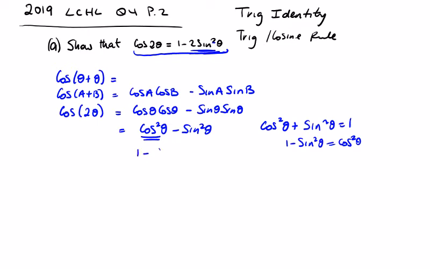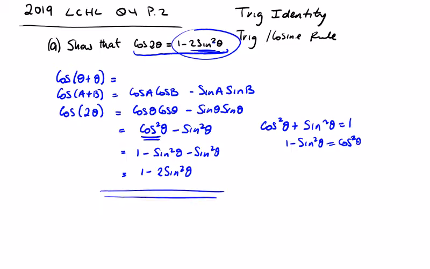So 1 minus sine squared theta minus sine squared theta is equal to 1 minus 2 sine squared theta, which is exactly what they were looking for. So this question solves quite quickly.